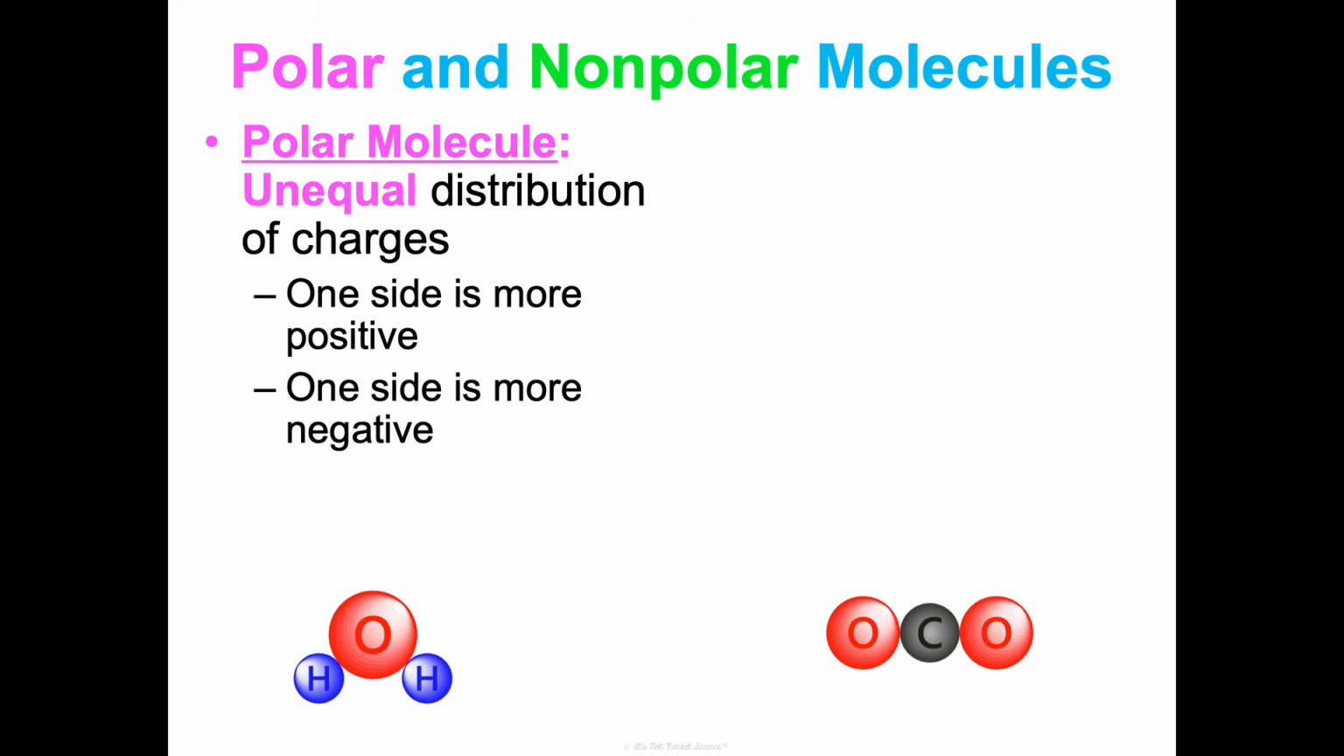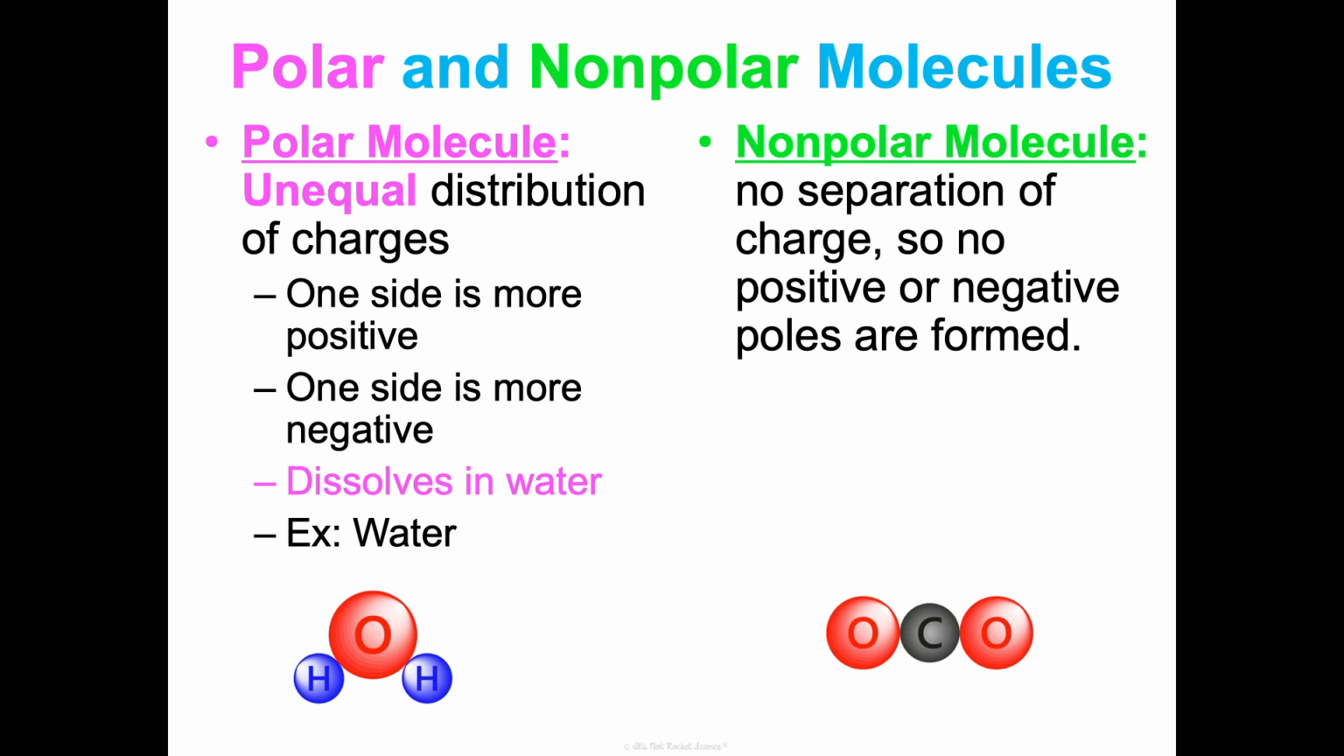Like dissolves like. Since water is polar, other polar things are going to like it, and so they tend to dissolve in each other. The positive and negative charges are attracted and they dissociate. So an example of a polar molecule is water.